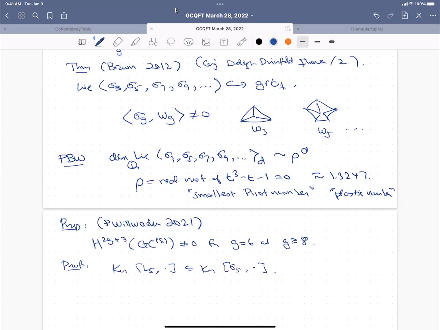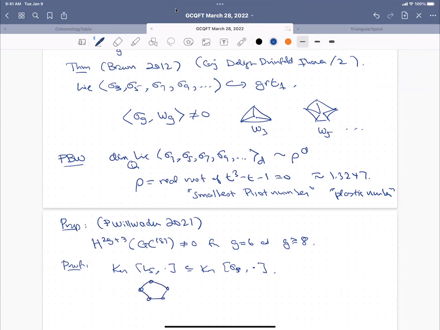So bracket with sigma 3 would keep you in the H^{2g}. It would increase the genus by 3 and the number of edges by 6. But bracketing with a 5-loop increases the genus by 1, but increases the number of edges by 5. So that takes you from H^{2g} to H^{2g+3}. And sorry, what do you mean by a 5-loop? A pentagon. Ah, okay.